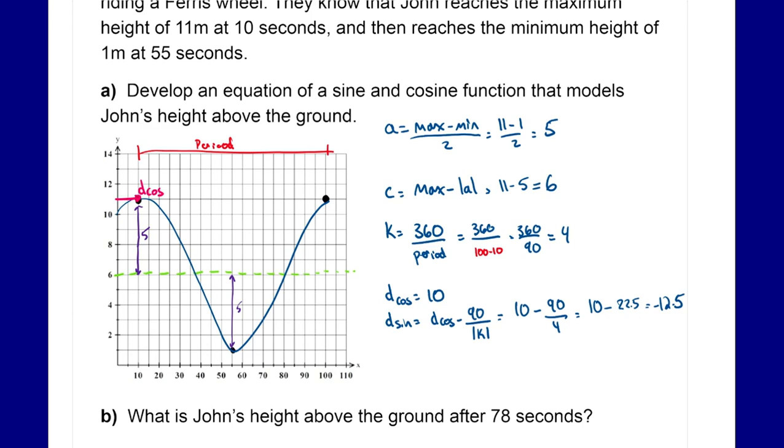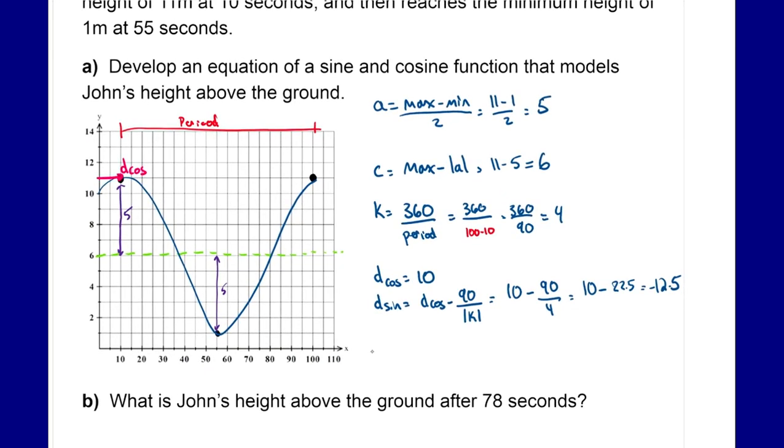Now I have enough information to come up with my equations, right? It's going to be the exact same thing for both sine and cosine. They're just going to have two different horizontal shifts. So we'll do sine first. So y equals 5 sine 4x. Instead of minus 12.5, it would be plus, because of the negative 12.5. So minus a negative is positive for addition. So x plus 12.5, and then plus 6.